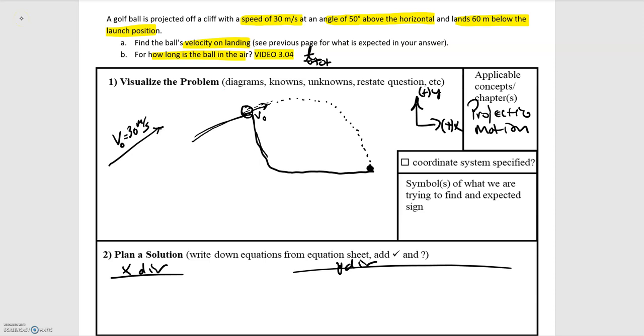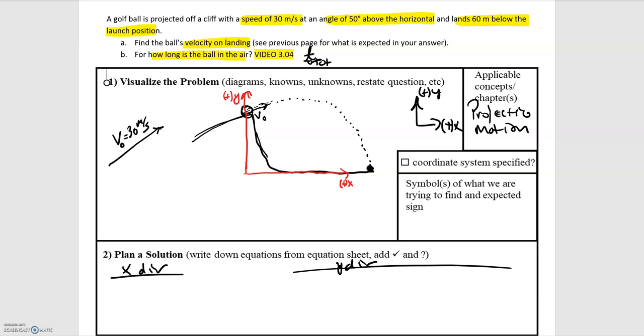So our next step is to define a coordinate system for our problem. I'm going to choose to have the origin lie at the base of the cliff so that the final position of the ball is going to be y equals 0. To the right is going to be the positive x direction. Pointing up is going to be the positive y direction.